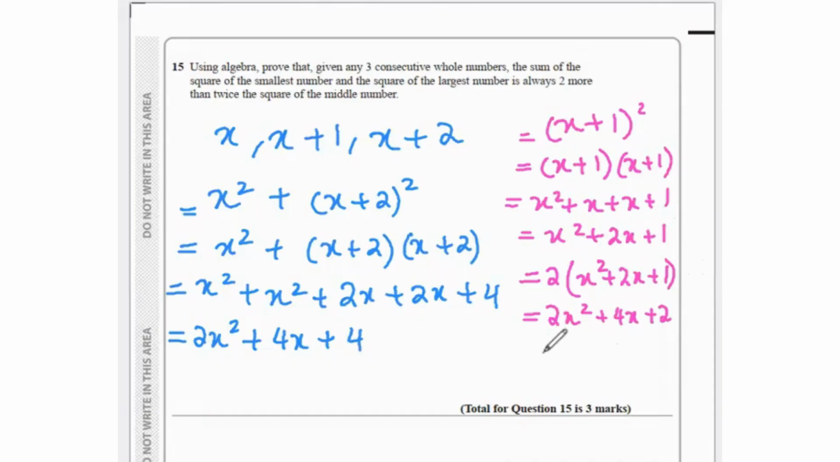Then add 2 to it, so 2x squared plus 4x plus 2 plus 2. That's 2x squared plus 4x plus 4, which is exactly the same as this one, which means it's correct. When you add the squares of the smallest and the largest consecutive whole number, the result will always be 2 more than twice the square of the middle number.